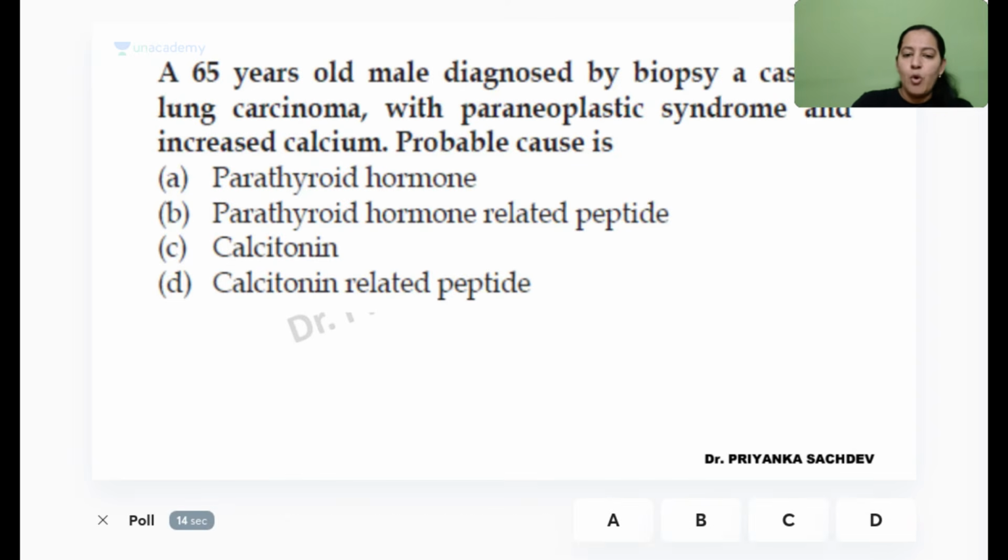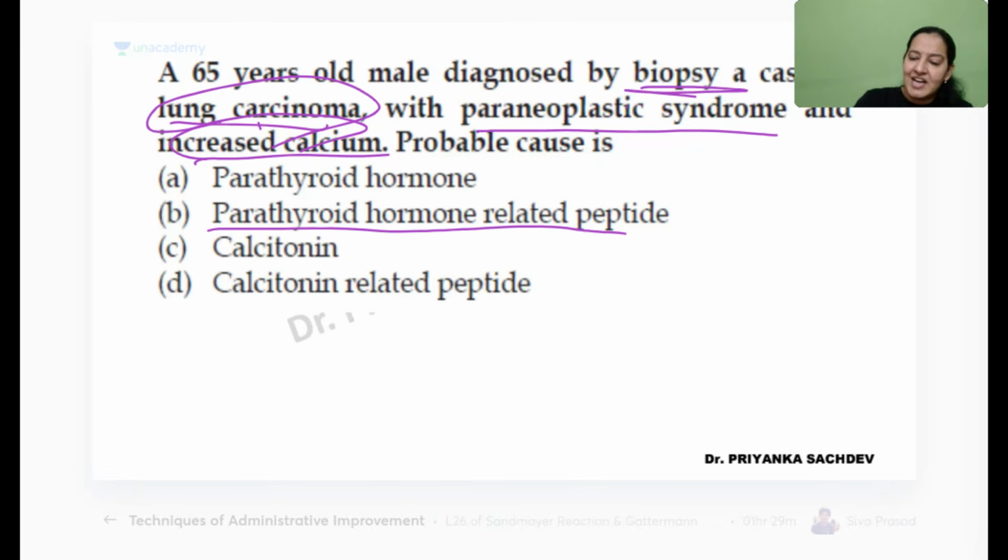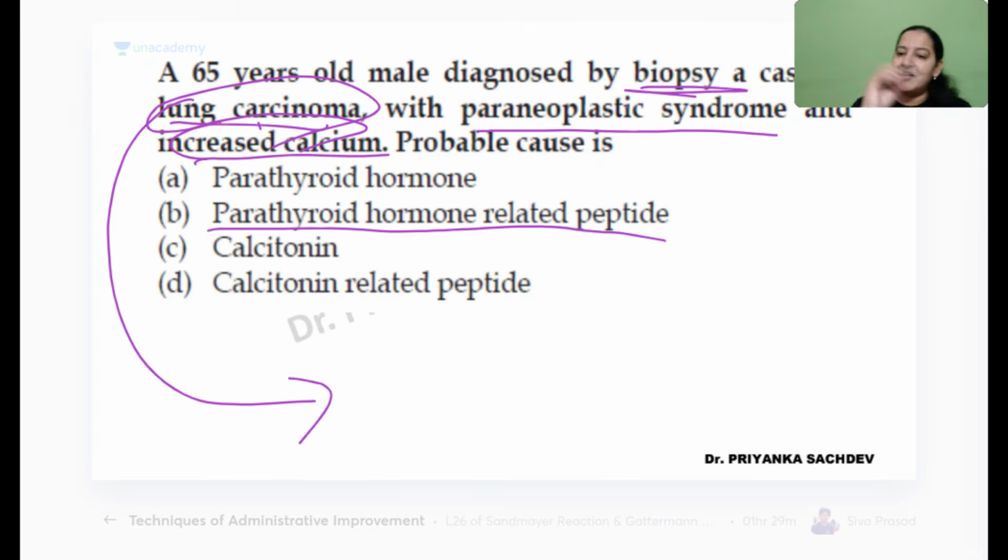A 65-year-old male is present. A biopsy is done. He is having lung cancer with paraneoplastic syndrome and increased calcium. So what is the probable cause of increased calcium in a patient with lung cancer? Of course, due to parathormone related peptide, he is having hypercalcemia. And you tell me which type of lung cancer it may be.